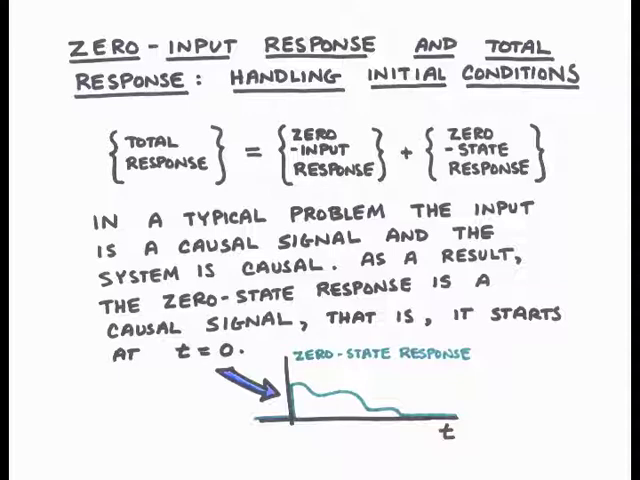Now in a typical problem, the input is a causal signal. It doesn't start till time 0. And the system is usually causal as well. As a result, the zero state response is a causal signal. That is, it starts at time 0. We know that a causal system will always have a causal output if the input is causal.